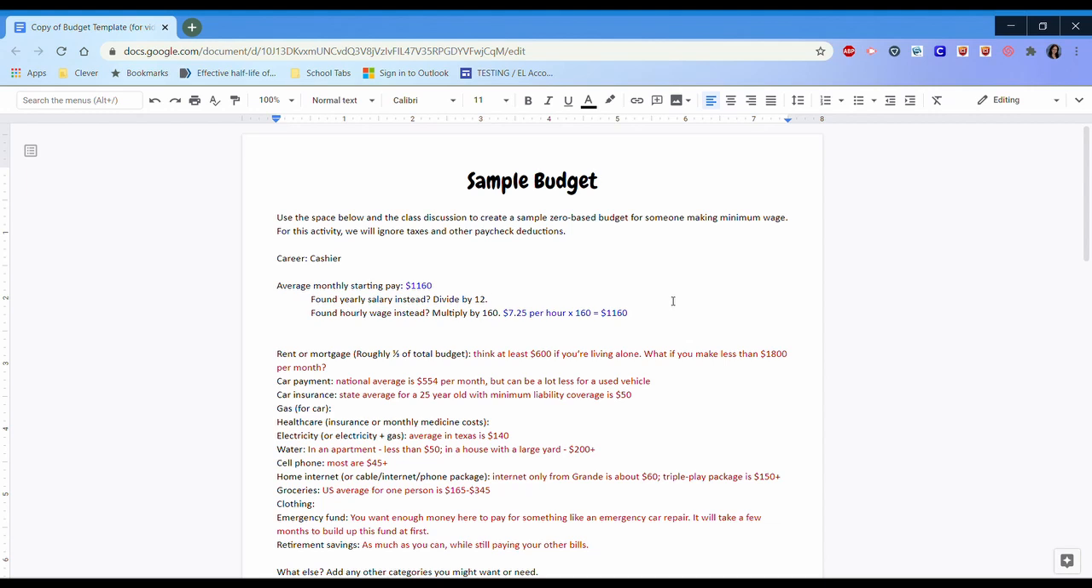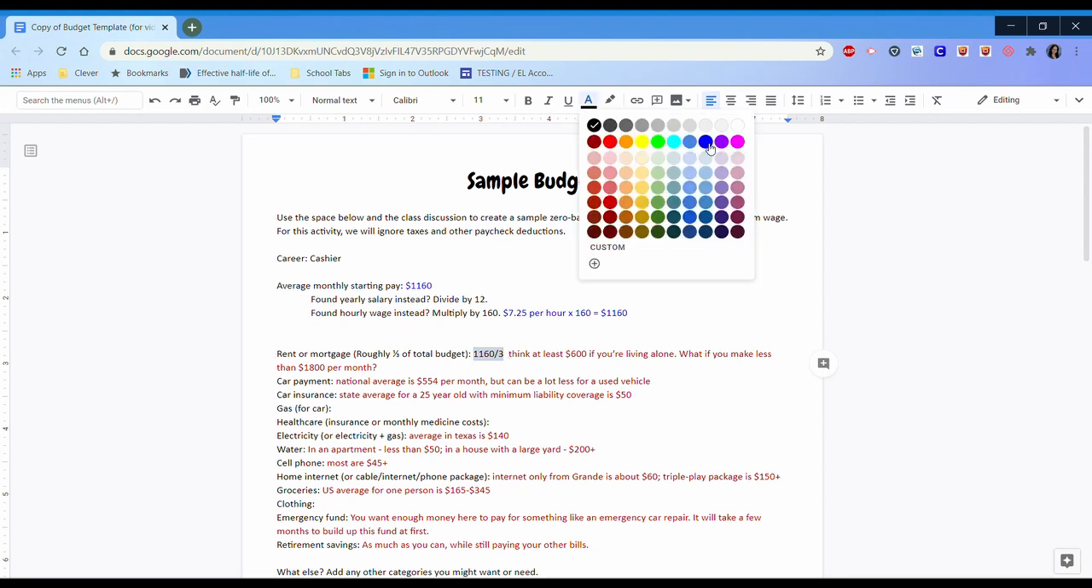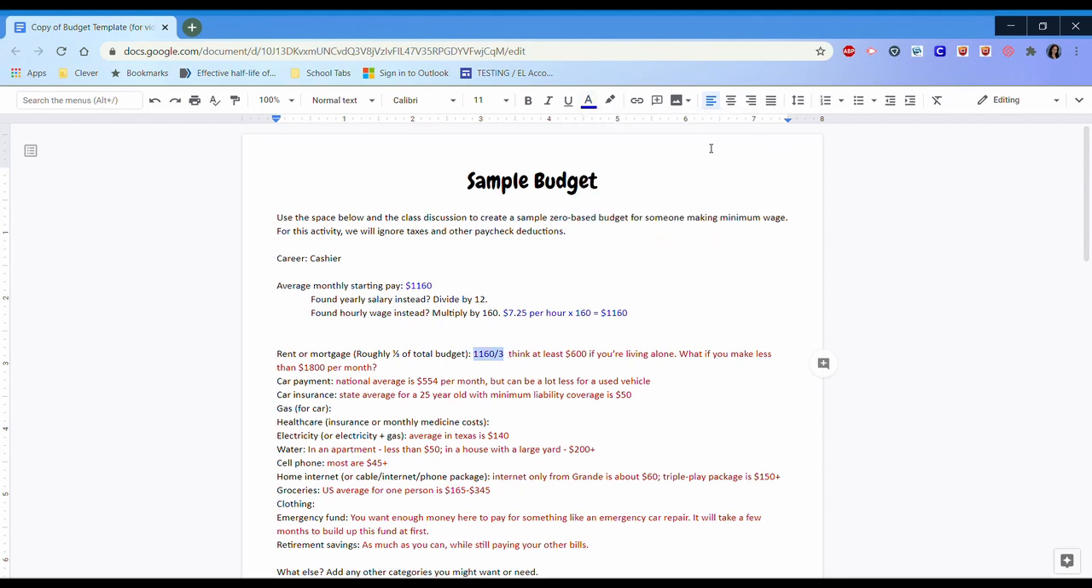Okay, so for most people, their housing cost, which is their rent or their mortgage, is going to be the biggest single thing that they pay for. So if you're starting out, you're most likely going to rent. However, your housing costs really should not be more than a third of your total budget. That's kind of the rule of thumb of what to aim for. So a third of $1,160, take 1160, divide it by 3, that'll give you a third. And you're going to do that too when you do your budget. Take your monthly pay, divide it by 3, and see what you get.